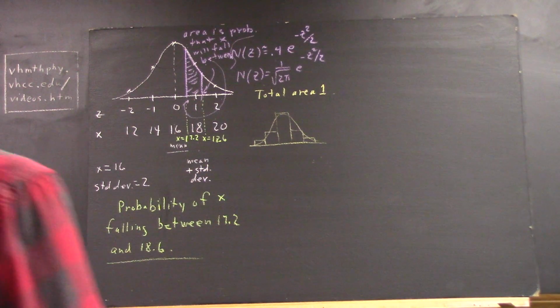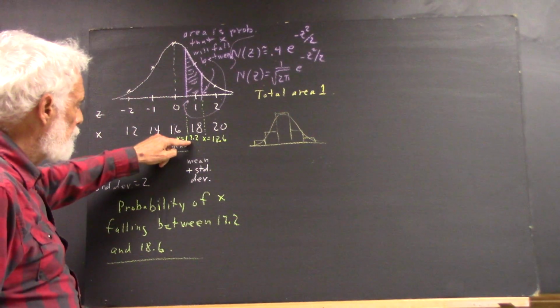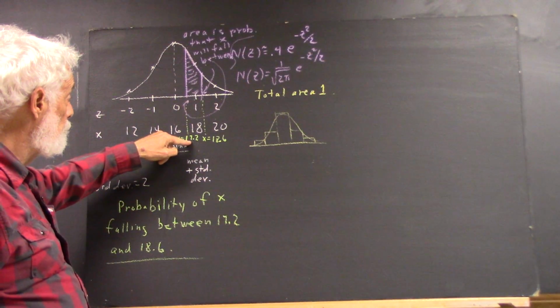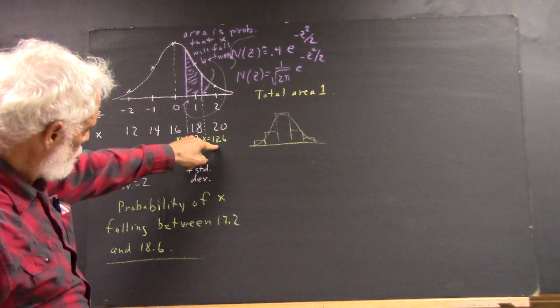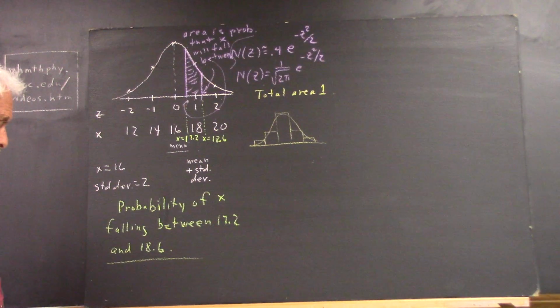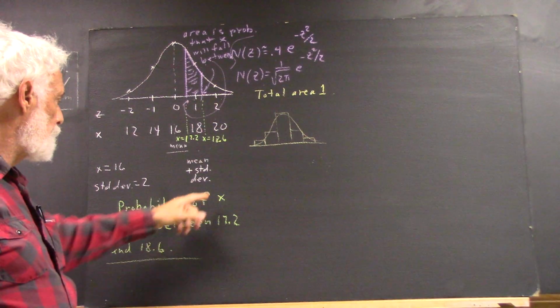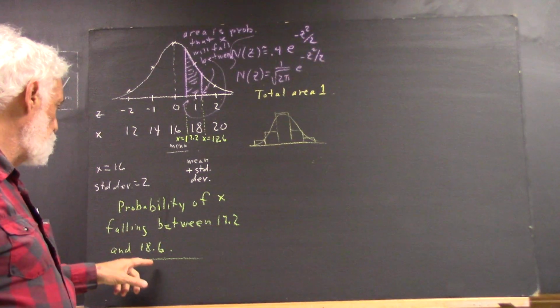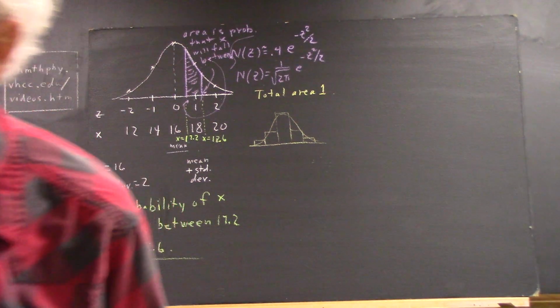Okay, now let's just say that here x has a value of 17.2 and here x has a value of 18.6. I find that a little hard to read, but that's what it says. I wrote it out a little bigger here. So we want to find the probability of x falling between 17.2 and 18.6. Now let's put an interpretation on that.